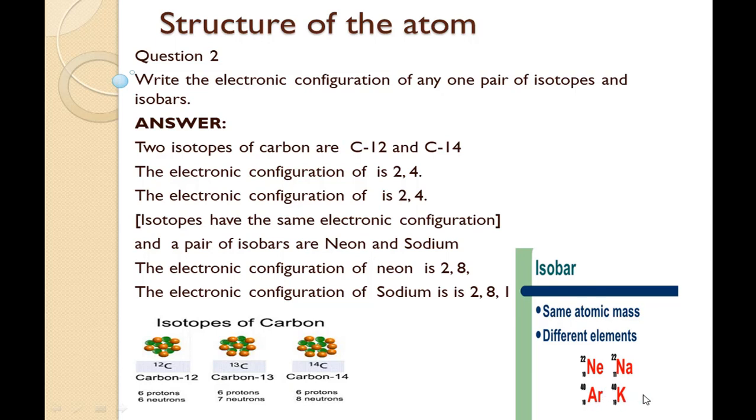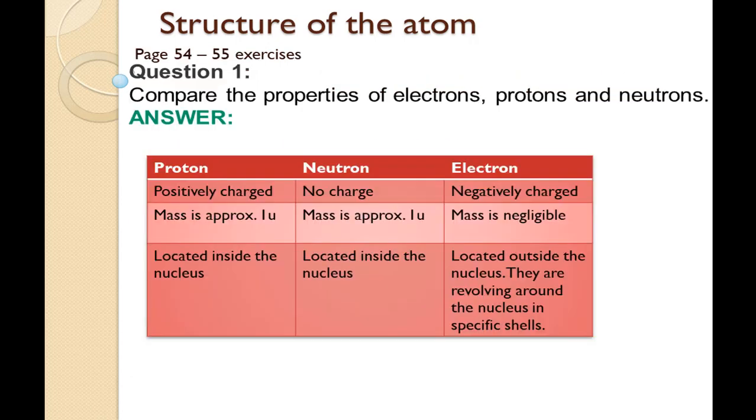Similarly, argon and potassium have atomic numbers 18 and 19, but their mass number is the same, 40. Even you can write argon and calcium. In the textbook, argon and calcium are given. Both of them have mass number 40. If you write argon and calcium, atomic numbers are argon 18 and calcium 20, but their mass numbers are 40. Hope it is clear to you. So, the electronic configuration of isobars will be different as their atomic numbers are different. Okay. So, we will move to the next one.